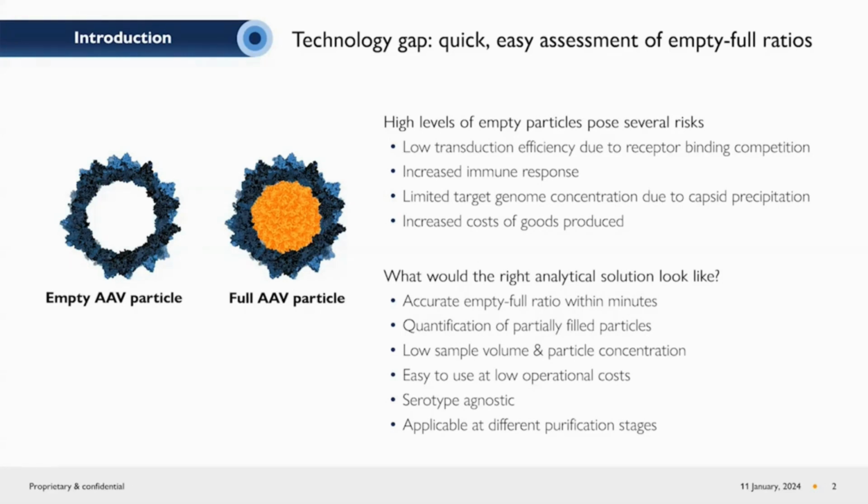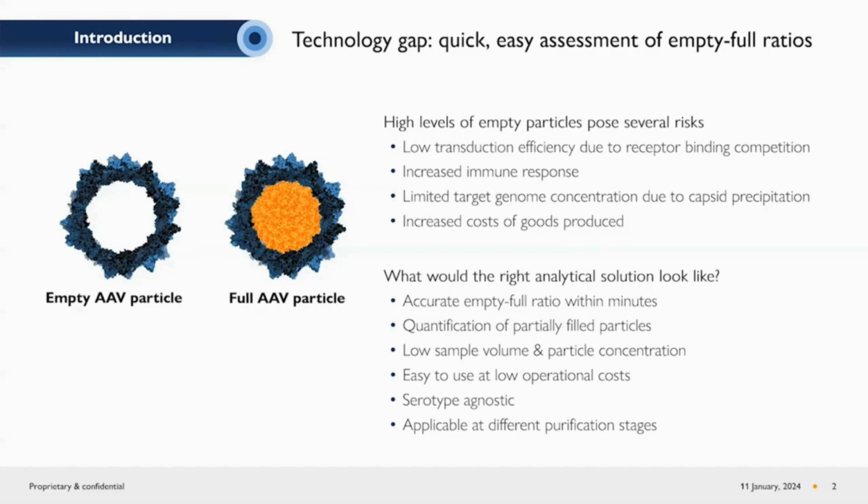So when we were thinking about developing a new technology, we thought the ideal solution would be a system that is accurate for empty-full ratio characterization, that gives you a result within minutes, that should be serotype-agnostic, requiring a very low amount of sample in terms of volume and particle titer. It should as well provide an idea and quantify partially filled capsids, and it should be applicable to different purification stages.